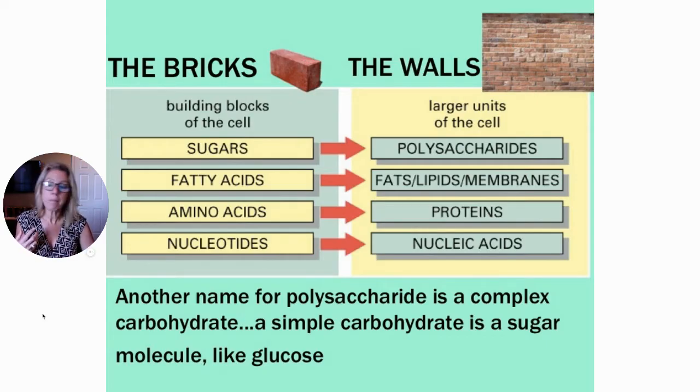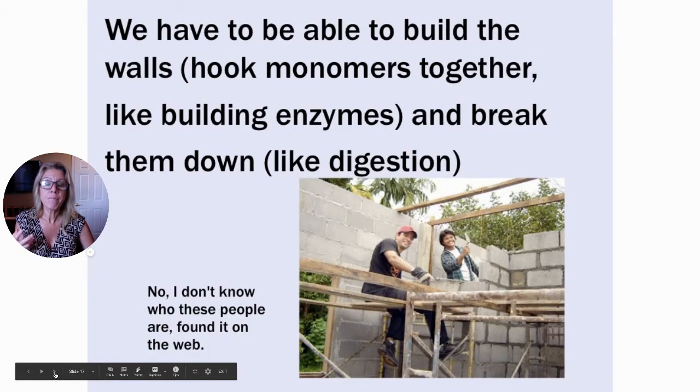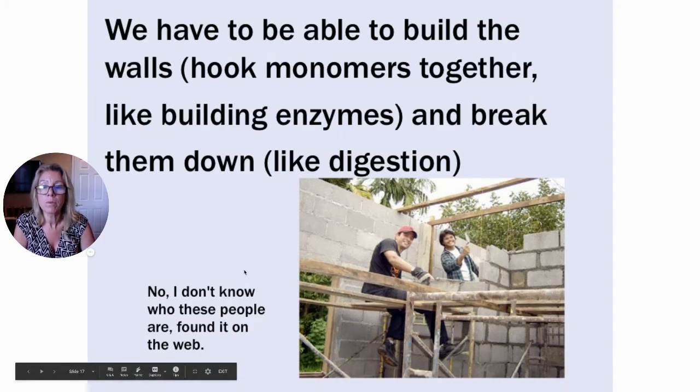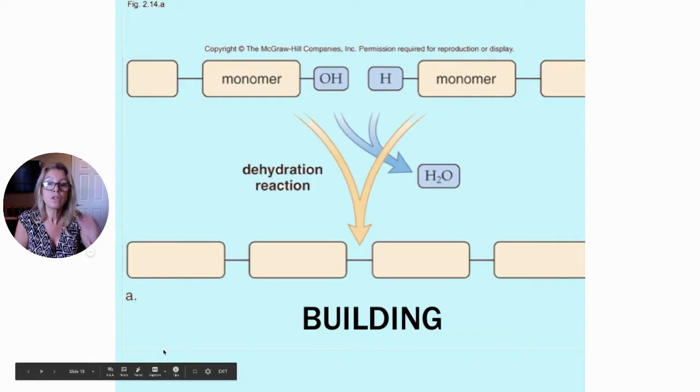Okay, so now we're going to talk about that building process. We have to hook those monomers together to build a polymer. And yes, it could possibly happen if you just allowed it to sit there. Maybe they would bump into one another and spontaneously form that bond. But applying some energy will facilitate bond making. But if you want a specific bond to form, you're going to need an enzyme. And so enzymes will facilitate monomers becoming polymers. Remember, we have to take something away in order to get them to join. And no, I don't know who these people are, but they're building a wall like we're going to be building walls, okay? So let's take a look here.